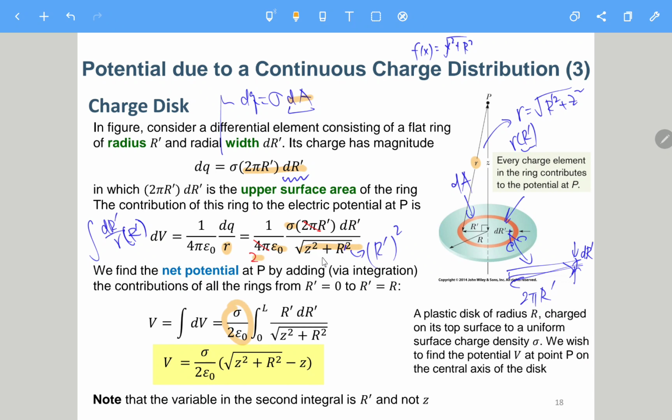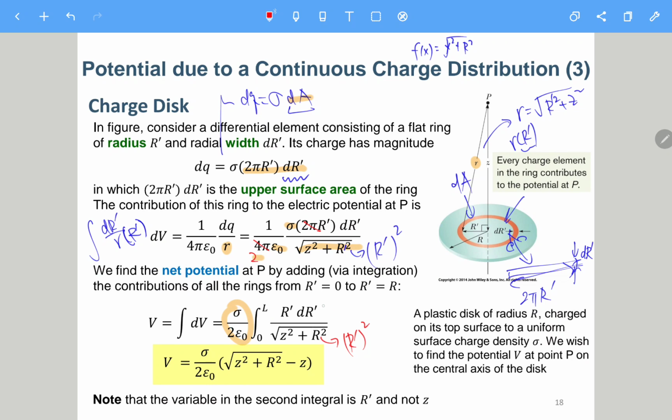And then the remaining thing is r prime dr prime. So we have r prime dr prime, and then we also have this square root term. Also, this one should be r prime squared rather than r squared. In that case, this integration will be easier than the one we handled in the previous lecture.